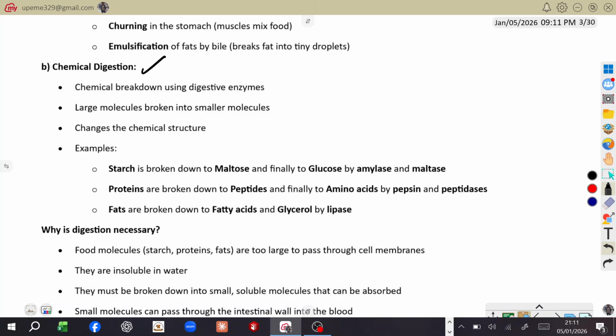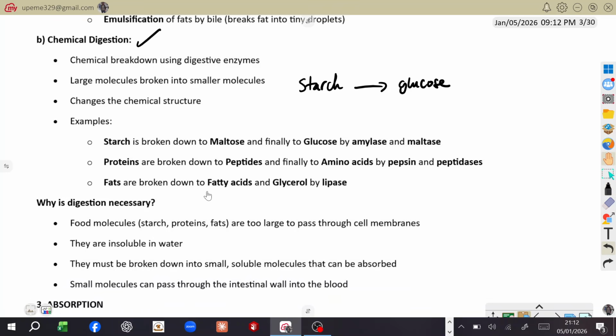So for example, a starch molecule has a different structure. It is changed into a glucose molecule, which has actually a different structure. So chemical digestion is actually a chemical change. It changes the chemical structure of the food. So examples already given here.